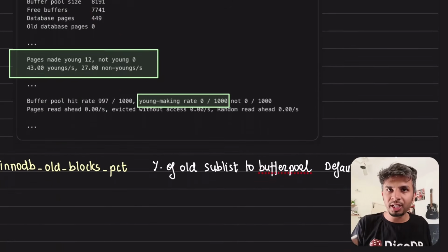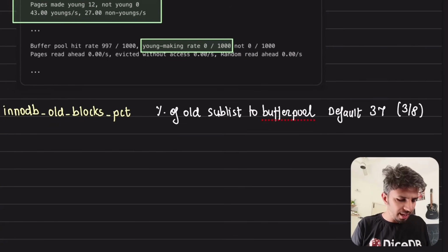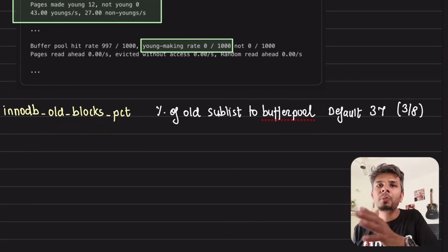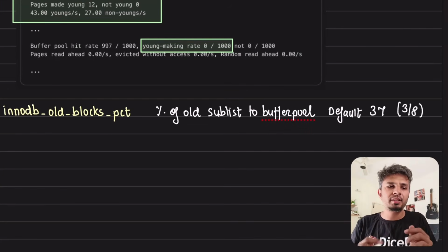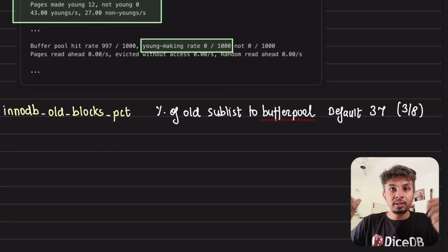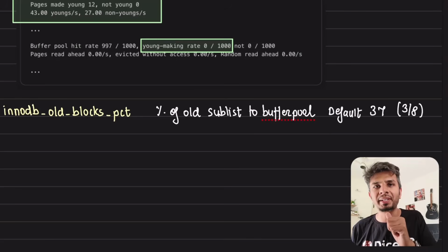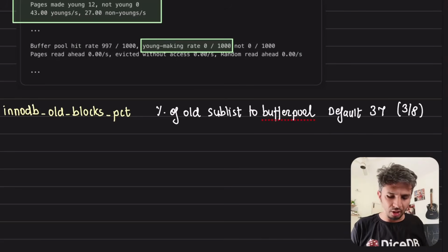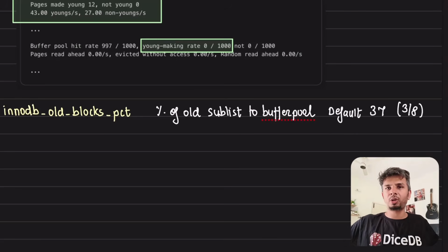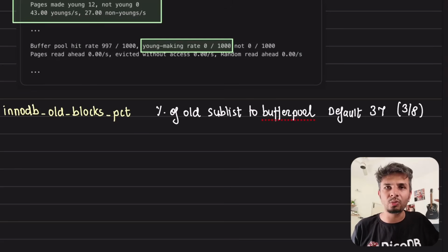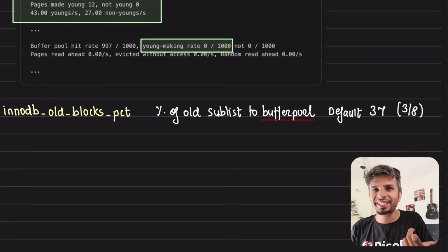If you want to change this configuration, you can use a configuration called innodb_old_blocks_pct, which is the percentage of the old list to the entire buffer pool. The default value is 3/8, which corresponds to 37. So that's why the default value is 37. You can tweak it and make your old list as big as you want. And this is super interesting, right?